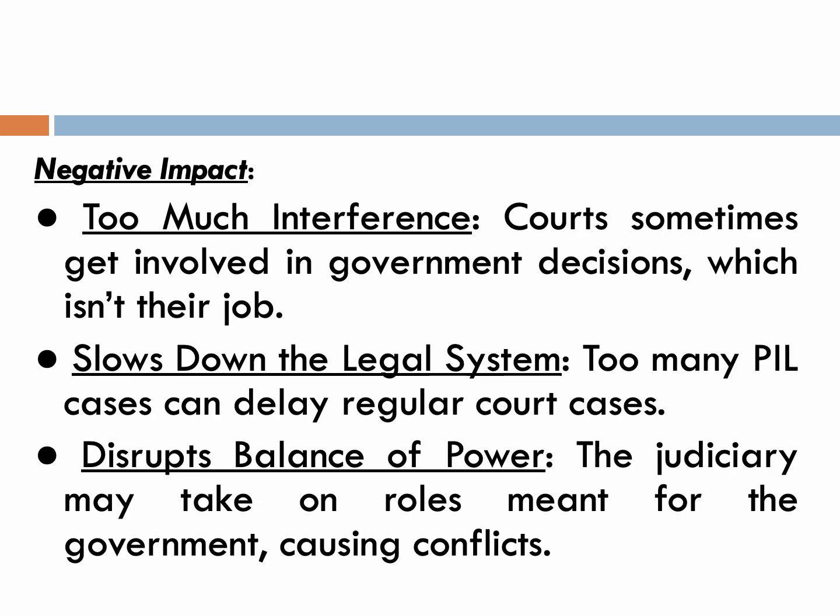Negative impact includes too much interference. Courts sometimes get involved in government decisions which isn't their job. Then slows down the legal system. Too many public interest litigation cases can delay the regular court cases. Then it disrupts the balance of power. The judiciary may take on roles meant for the government, causing conflicts between these two organs of government.